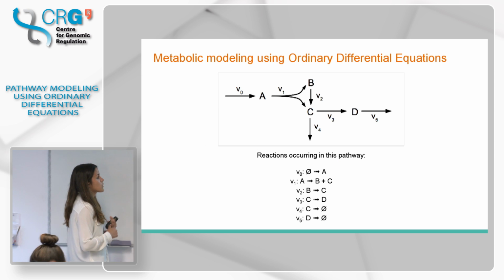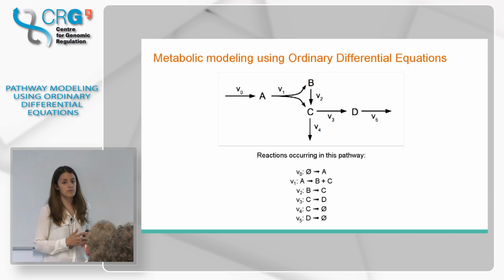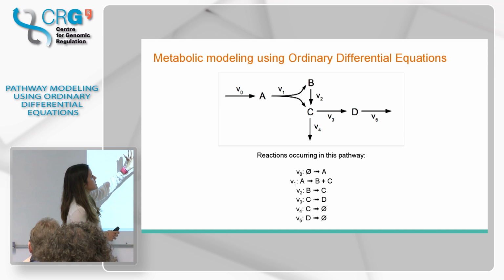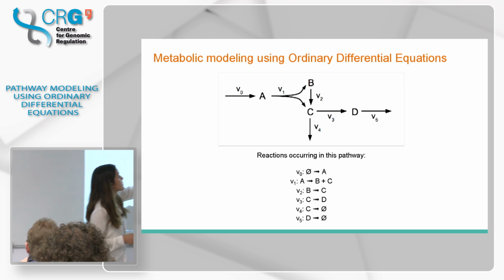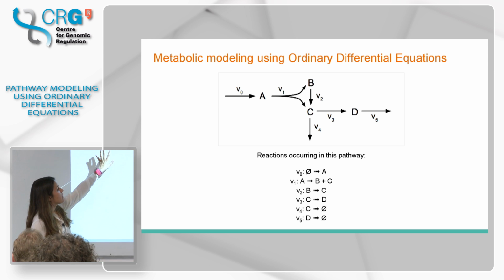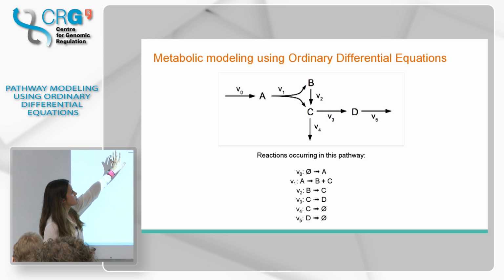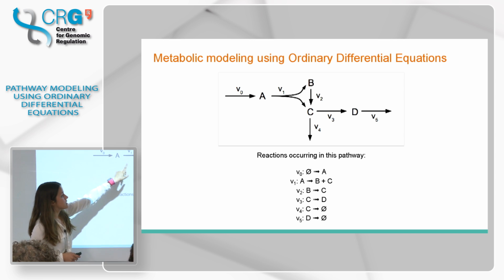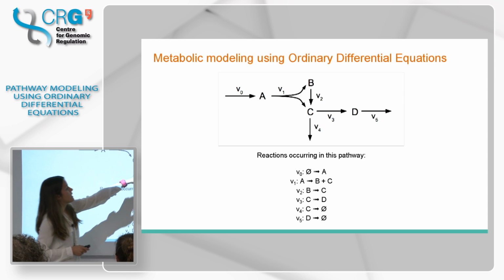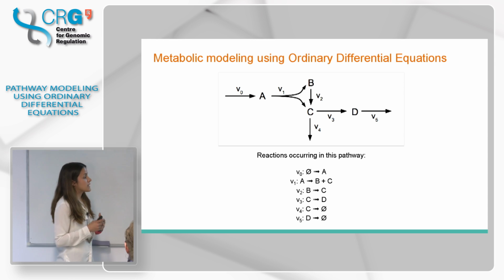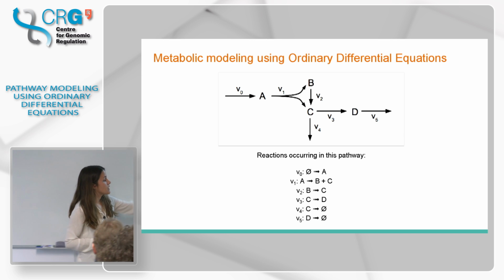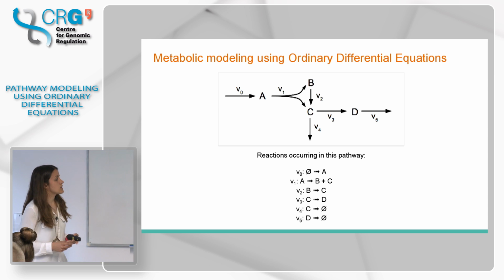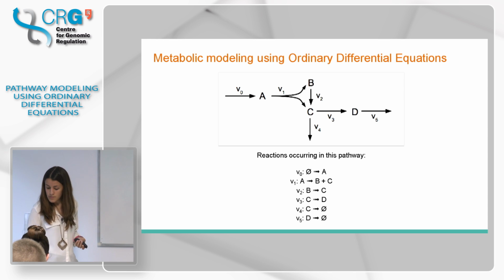So what do we do to represent a metabolic pathway in the form of a set of differential equations? We're going to start with this toy example in which we have a very small pathway with some reactions. For example, there's some production of metabolite A. A is producing both B and C. C is degraded, but it's also used to produce D, and D is degraded. So we can make a list of all the reactions occurring in this pathway, and then how we convert these reactions into the set of differential equations.